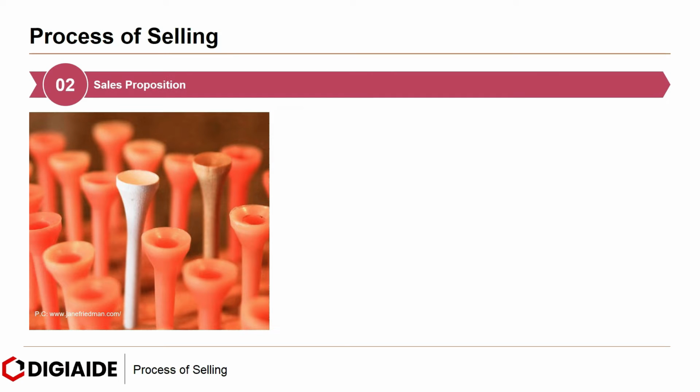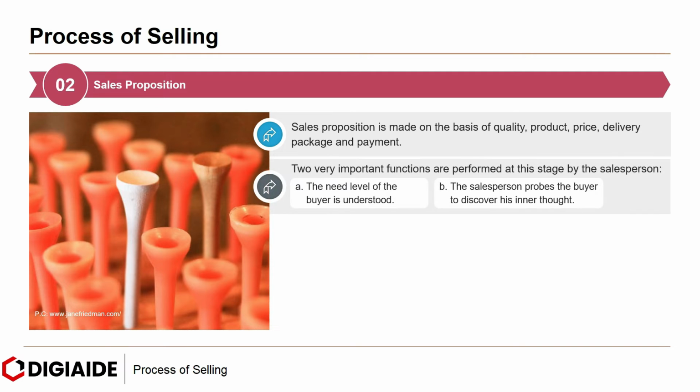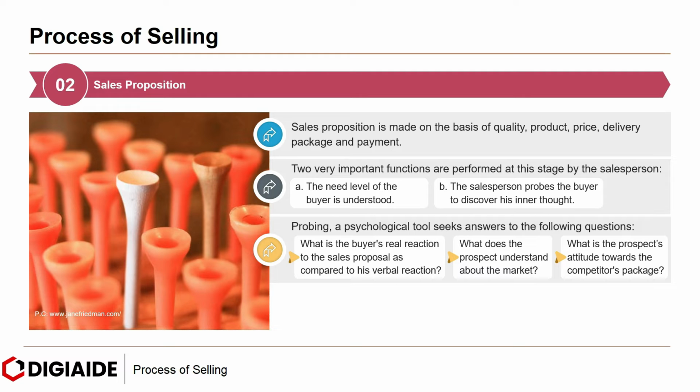Next, sales proposition. Sales proposition is made on the basis of quality, product, price, delivery package, and payment. Two very important functions are performed at this stage by the salesperson. First, the need level of the buyer is understood, and second, the salesperson probes the buyer to discover his inner thought. Probing, a psychological tool, seeks answers to the following questions.